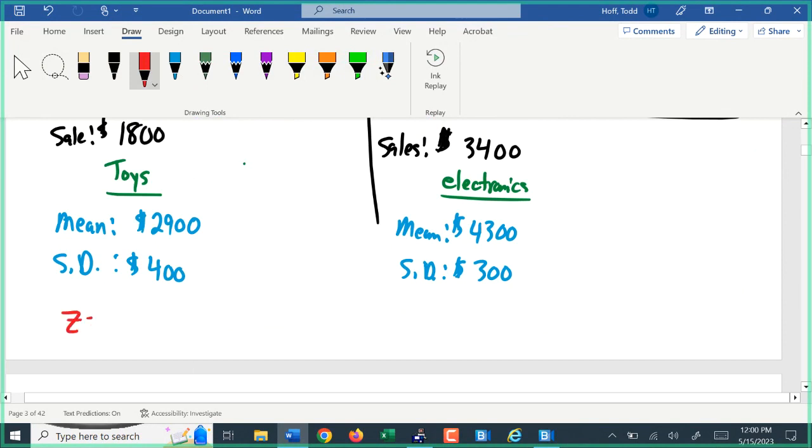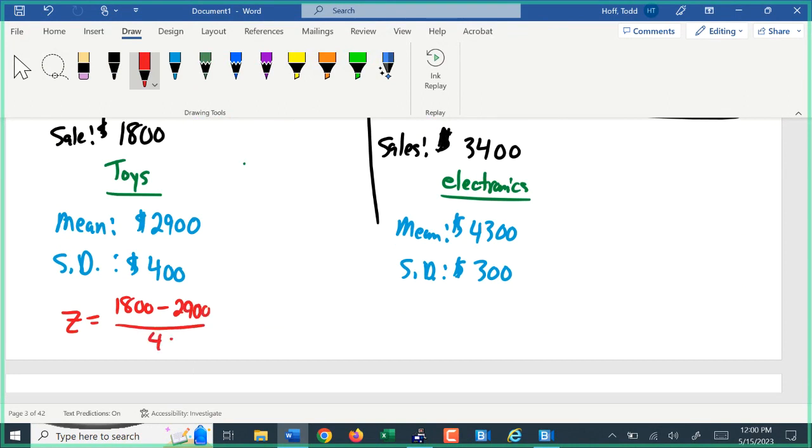So the z-score for employee A here, they had $1,800 in sales minus the mean of $2,900 divided by a standard deviation of $400. So 1,800 minus 2,900 is a negative $1,100. So that's saying they're $1,100 below average, below the mean. Divided by 400 is a negative 2.75. So two things here. The negative tells us that they're below the mean. 2.75 means they're 2.75 standard deviations below the mean. The standard deviation here becomes a standardized unit of measurement. So let's do employee B.